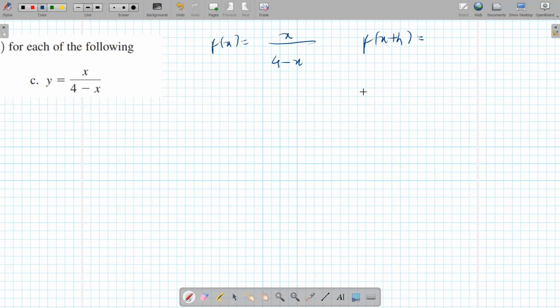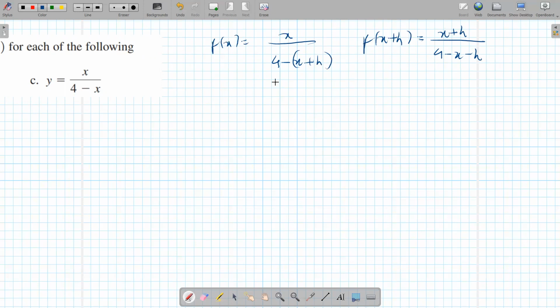All you have to do is replace the x's with what you have in the bracket. So x plus h over 4 minus x plus h. And it's 4 minus x plus h, like in a bracket like this. So it's going to become 4 minus x minus h.